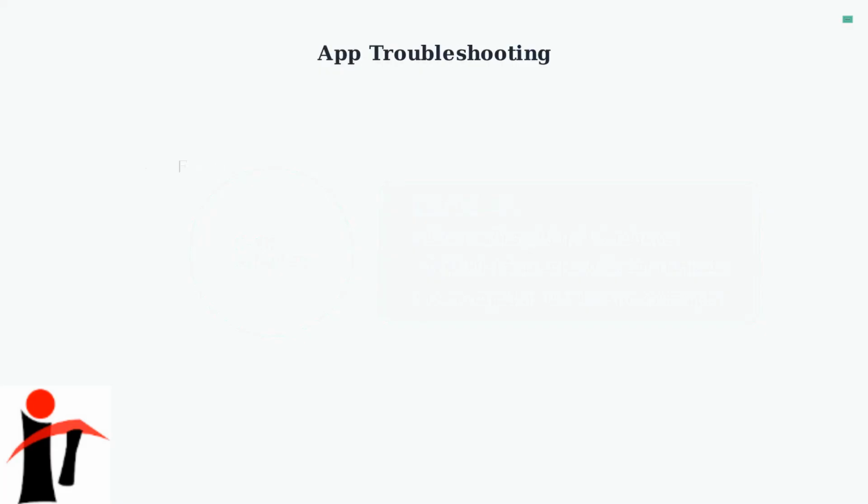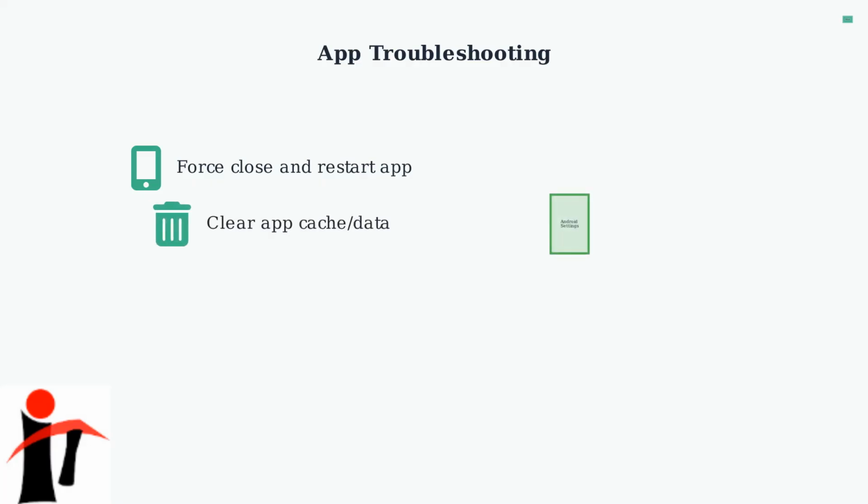When facing the ACT code error, start with these immediate app troubleshooting steps. Force close the Mint Mobile app completely, then reopen it to refresh the connection. Next, clear the app's cache and data.